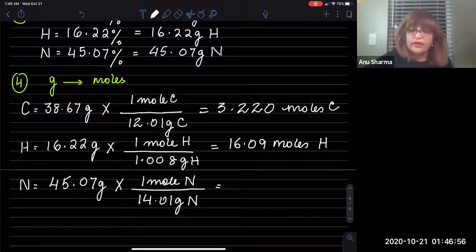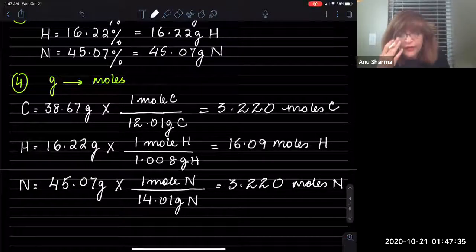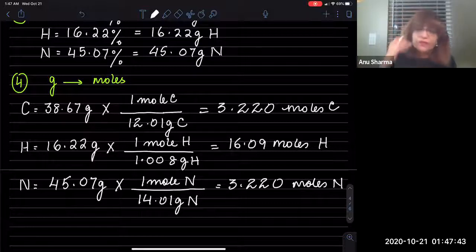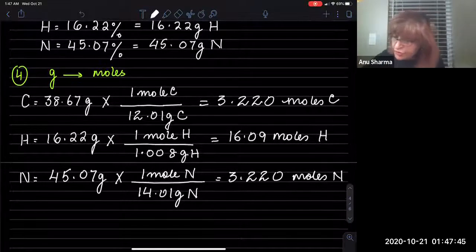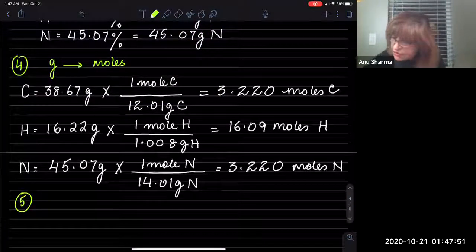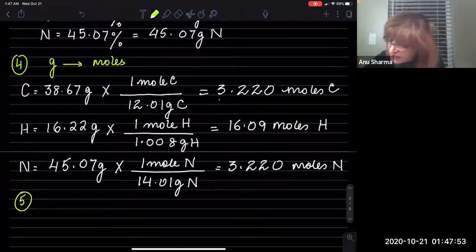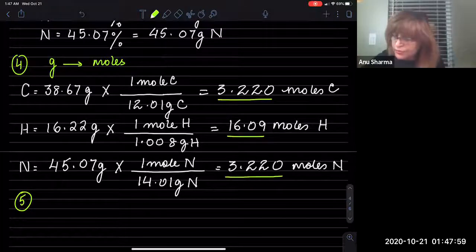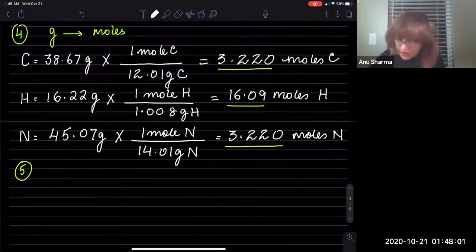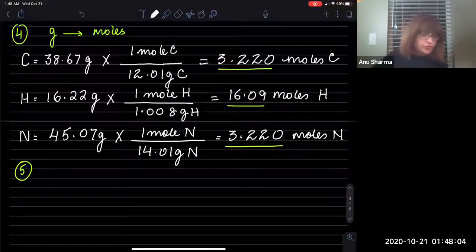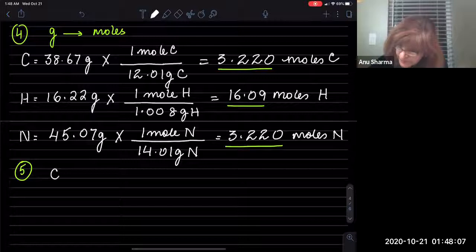And here you get the weight. Okay, so for the nitrogen, 45 divided by 14, 3.220 moles of nitrogen. Okay, so now what you're going to do next is your mole to mole ratio. So that is the next step, which is you're going to take, okay, so this is 16.07, this is 3.220, this is also 3.220, so basically 3.220 is the lower number. So we are going to next do the mole to mole ratio of carbon, hydrogen, and nitrogen.